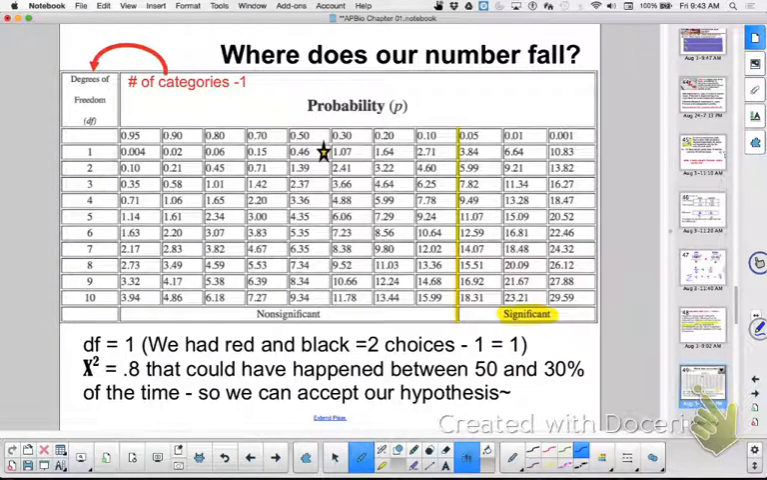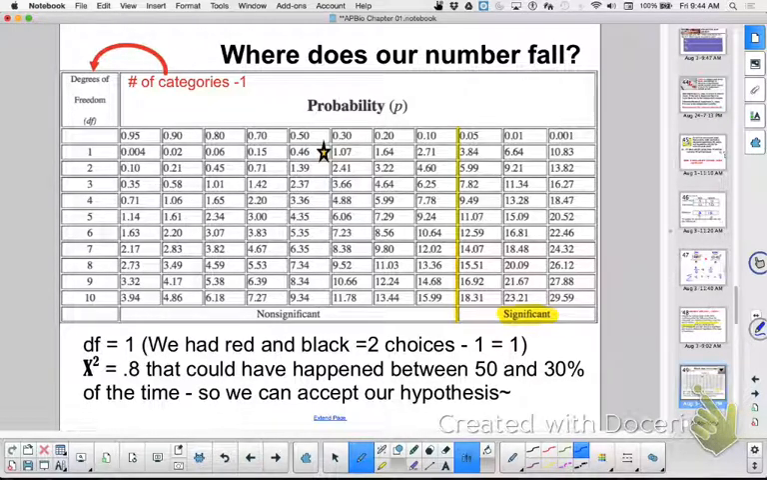So if I had 4 results, if I was doing spades, clubs, hearts, diamonds, then how many degrees of freedom would I have? 3. Does that make sense? Because I have 4 choices. You subtract 1 off. That's where you look. So I look down here, and I go, for this case, I had red or black, subtract 1, so I'm at 1 degree of freedom.